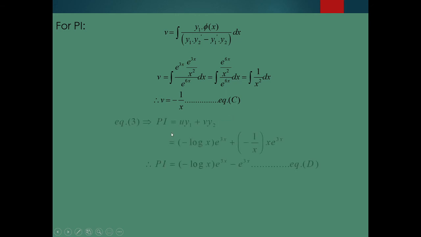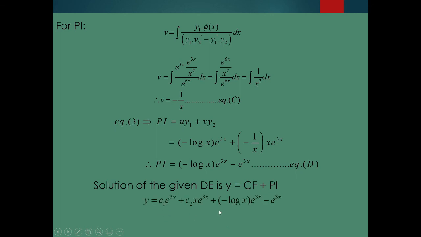Now we write down PI equal to u y1 plus v y2. Here substitute the value of u, then y1, plus v into y2. And if we simplify this, x gets cancelled, and we write down this equation as equation 8. And lastly, write down the complete solution y equal to CF plus PI and substitute the values of equation numbers 2 and 8. Then we get the required result. In this way, we solve problems of the method of variation of parameters.